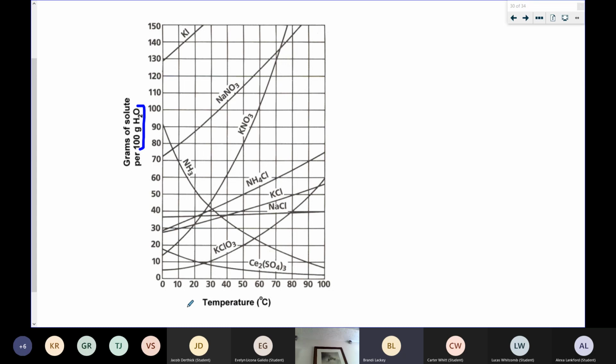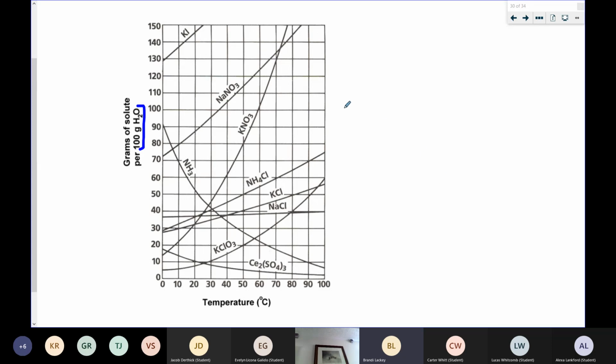Or it might ask, at what temperature will we be able to dissolve 90 grams of potassium nitrate? Well, 90 grams of potassium nitrate is the KNO3 right here. Go down, and that temperature is about 55 degrees. So those were pretty straightforward. Remember, it could also ask you if it's saturated, unsaturated, or supersaturated based off of this. So remember, that will give you both values and you want to know where that point on the graph is in comparison to the line for that system.